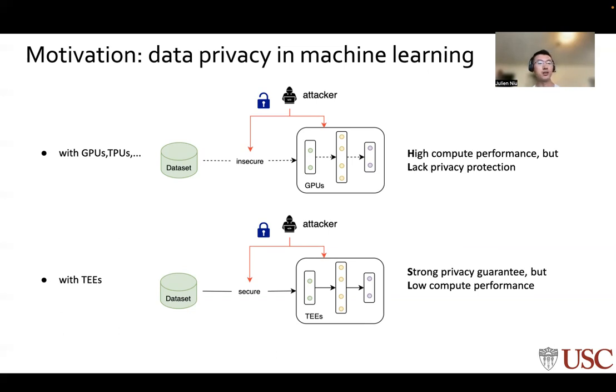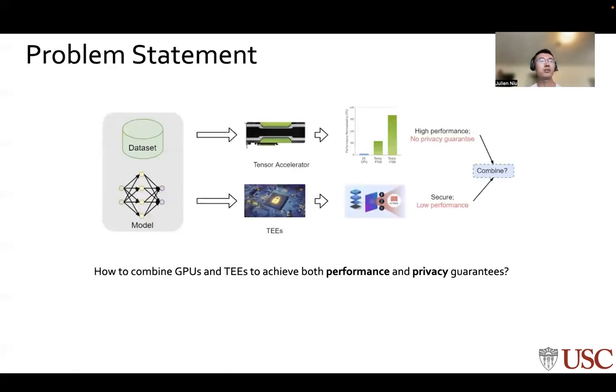Another class is the trusted execution environment, called TEEs. By providing a very strong secure environment, TEEs can give a very strong privacy guarantee. It's very difficult for attackers to access sensitive information during transmission of the data or at runtime in the TEE environment. But the cost that comes with the privacy guarantee is very low computing performance compared to the GPU or TPU platform. So the problem setting in this paper is: can we combine GPUs and TEEs to achieve both performance and privacy guarantees?